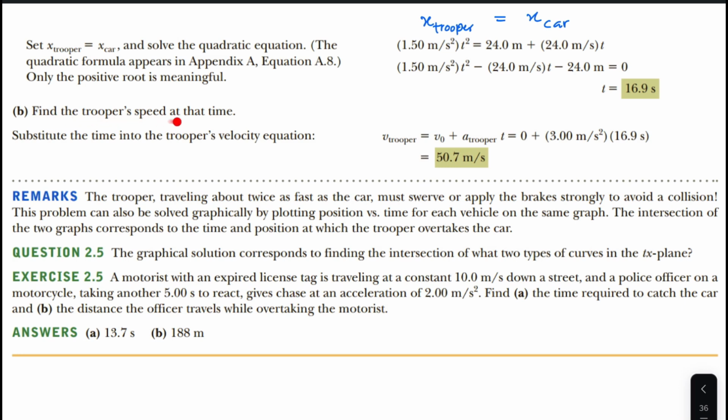So for part B, you need to find the trooper speed at that time. Again, you're going to substitute into the equation V equals V0 plus AT for the trooper. V initial of the trooper is 0. So substitute the T here, and you will get V final of the trooper is 50.7 meters per second.